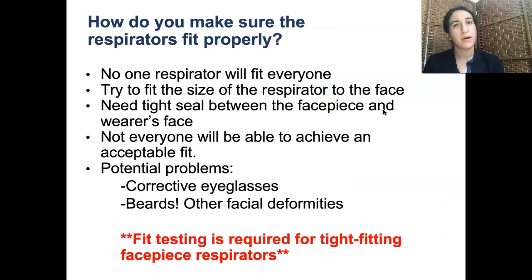So, how do you ensure that the respirators fit properly? First, recognize that no one respirator will fit everyone. Most respirators come in 3 sizes: small, medium, and large, so try to fit the respirator to the face in a way that creates a tight seal. This also means that beards, corrective eyeglasses, and facial deformities might get in the way and cause a poor fit. Not everyone will be able to achieve an acceptable fit. Unless powered air purifying respirators are also available, these healthcare workers should not be assigned to work where respiratory protection is required. That's why fit testing is such an important requirement for tight-fitting facepiece respirators.